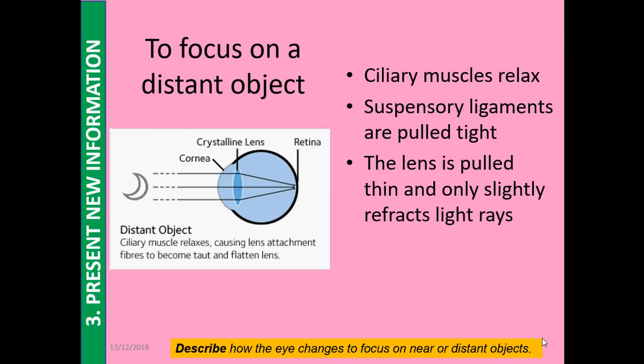And then for the distant objects, that lens has got much thinner, a bit taller because it's being pulled out, stretched out as the suspensory ligaments are pulled tight, and the ciliary muscles have relaxed to allow this to happen. Okay, because as they've relaxed, it's allowed those suspensory ligaments to pull tight. This is refracting less light, at less of an angle of refraction because it's thinner.